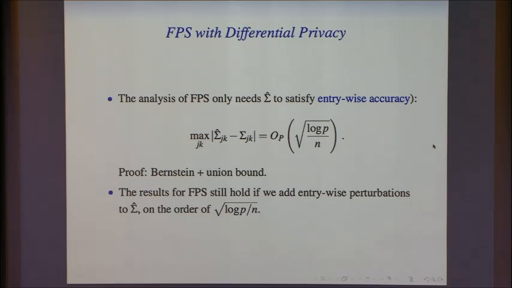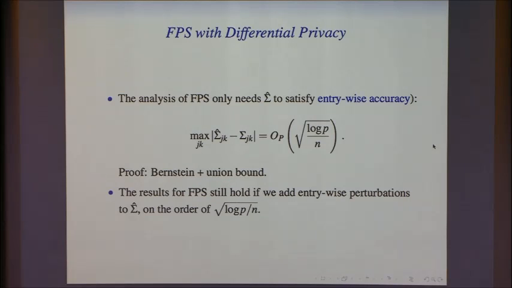Now, that's the statistics part. I want to talk about differential privacy, especially for the FPS algorithm. So starting from now, any mistake is on me. The analysis of FPS only needs to satisfy the entry-wise error bound. Right? What we really need is just that the entry-wise error bound is on the order of square root of log p over n. And in the sample covariance matrix case, this follows from Bernstein and the union bound.